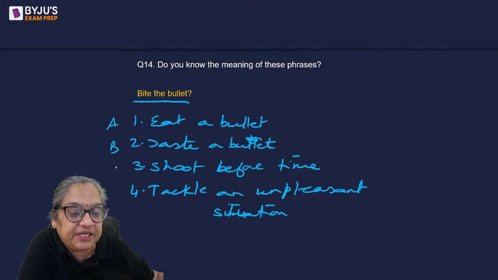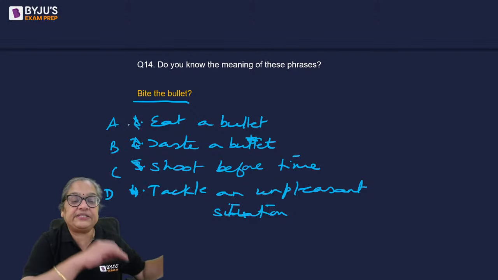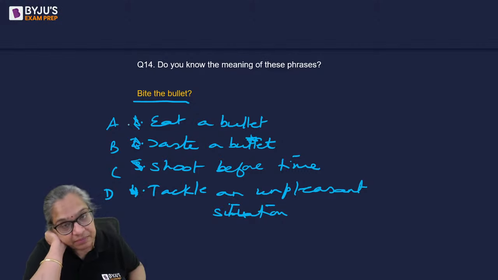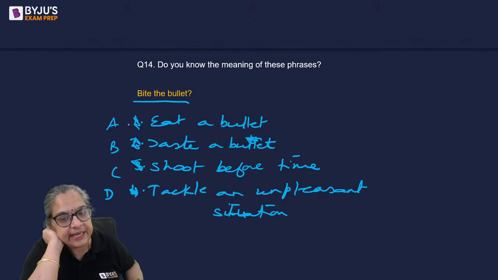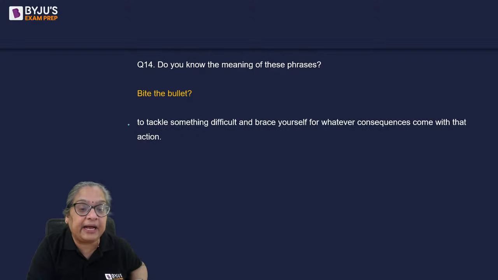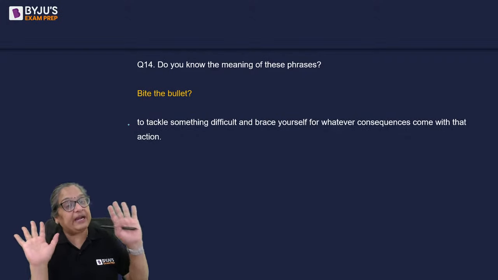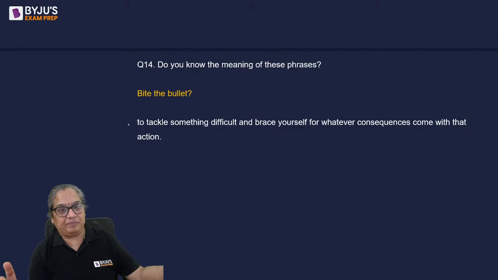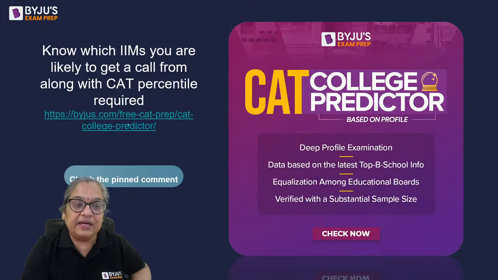A, B, C, D instead of A, 1, 2, 3, 4. What does it mean? Eat a bullet, taste a bullet, shoot ahead of time, jump the gun, or tackle an unpleasant situation. What is the answer? What is the meaning of the phrase bite the bullet? You've heard it a lot of times. Question 14. Biting the bullet means tackling an unpleasant situation and being ready for the consequences, whatever they be.